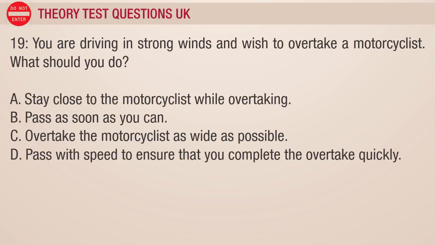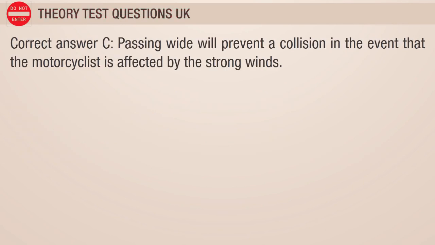Question 19. You are driving in strong winds and wish to overtake a motorcyclist. What should you do? A. Stay close to the motorcyclist while overtaking. B. Pass as soon as you can. C. Overtake the motorcyclist as wide as possible. D. Pass with speed to ensure that you complete the overtake quickly. Correct answer C. Passing wide will prevent a collision in the event that the motorcyclist is affected by the strong winds.